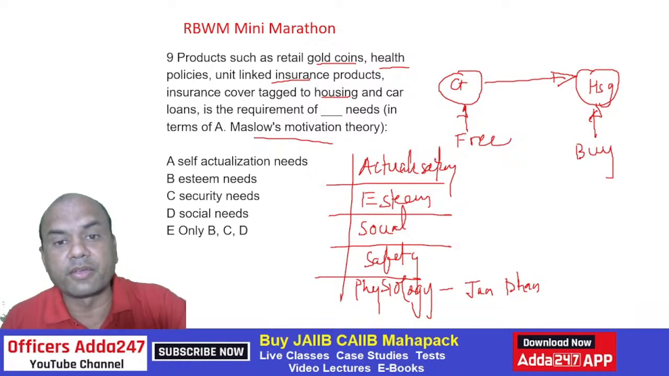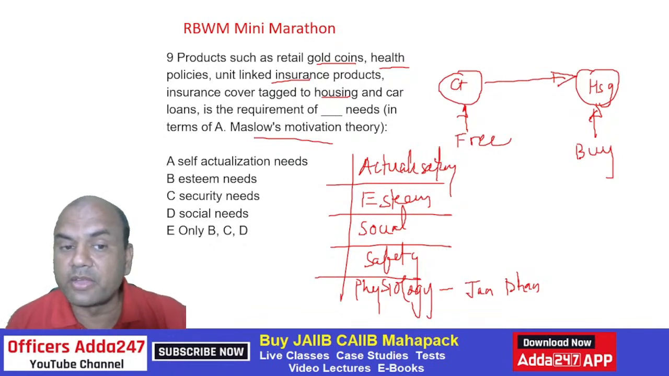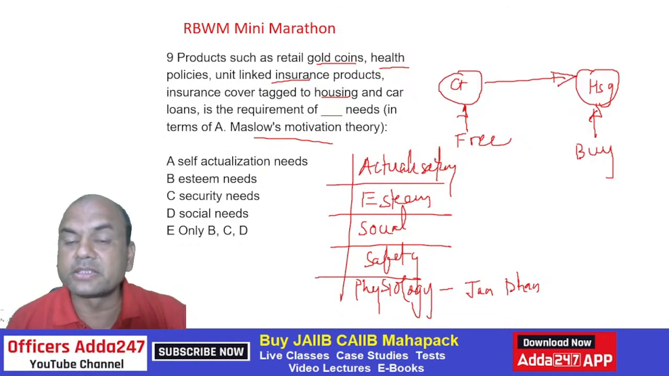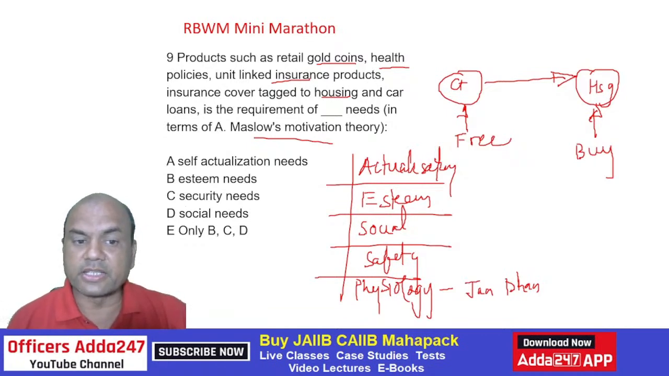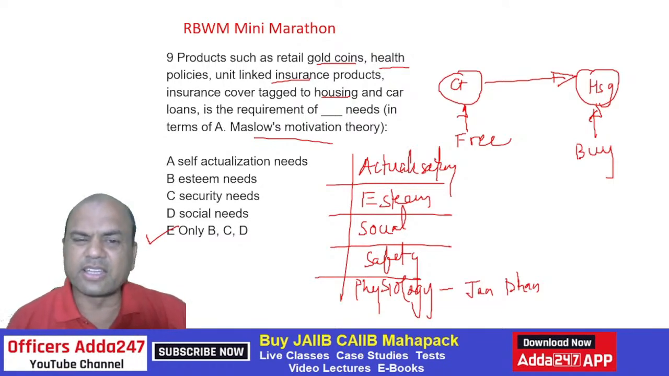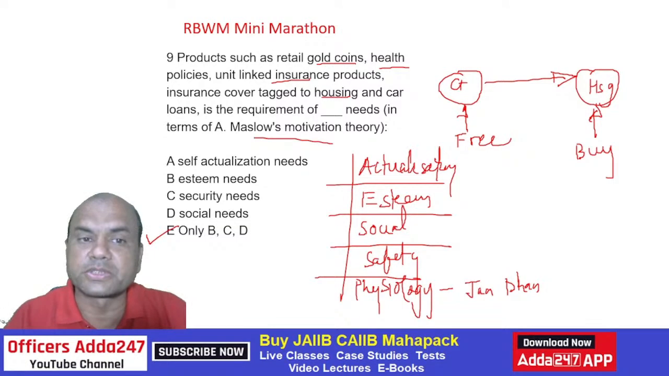So coming back, what is the answer then? It is esteem, security, social, or all of them, B, C, and D. Remember, only B, C, and D. We are not talking of actualization over here. Actualization means here the person is retired or a very rich person. So it is B, C, and D. Only up to this level, a human being is concerned about all these offers. After that, there is a very rare possibility. It's not that nobody is concerned, but it is rare.